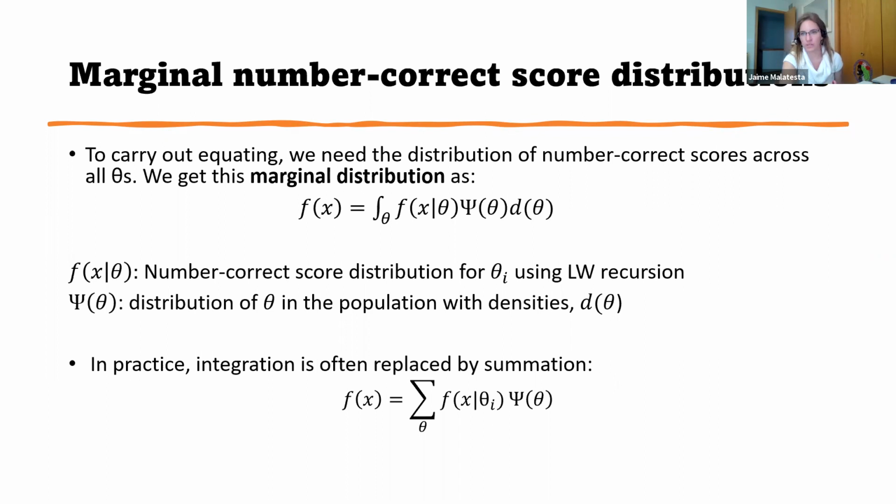But in practice, this integration is typically replaced by a summation. And usually you can use a posterior theta distribution that you would get from, say, BILOG, or you can use a standard normal quadrature distribution with a set number, 40 or so, of theta values with associated weights or densities. And so we have this f of x at the bottom, which is simply a summation over all your thetas. You sum your conditional number correct score distributions and weight those by your ability distribution.